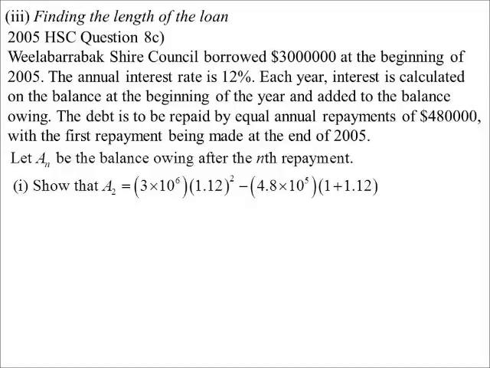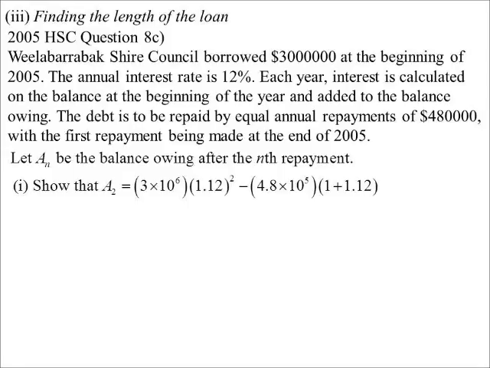The debt is paid off by equal annual repayments. So just going to give them one payment a year, and it's $480,000. The first repayment, just to be clear, will be at the end of 2005. So at the start of 2005 they borrow, they pay their first one back at the end of 2005. So let AN be the balance owing after N years.